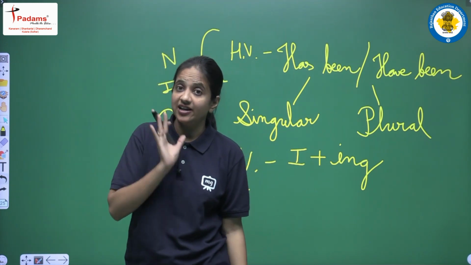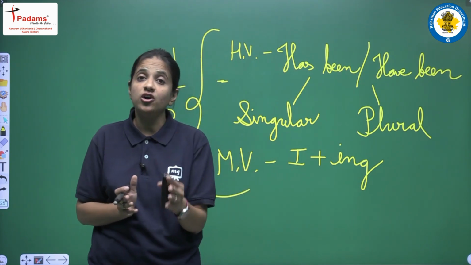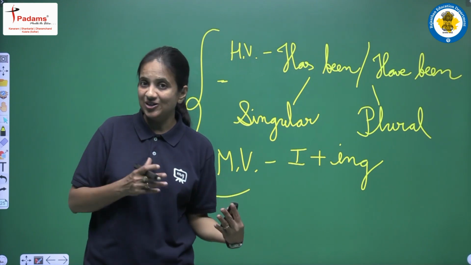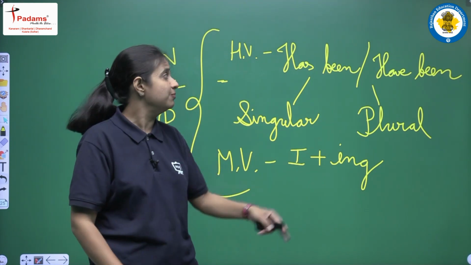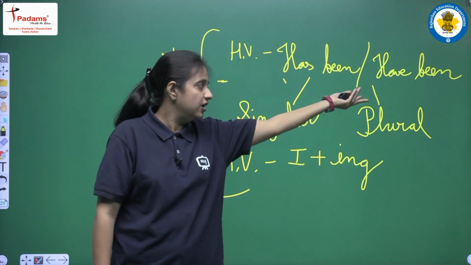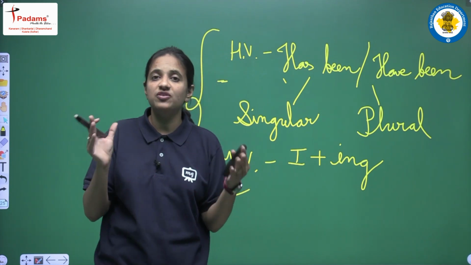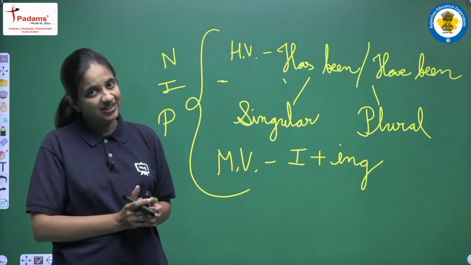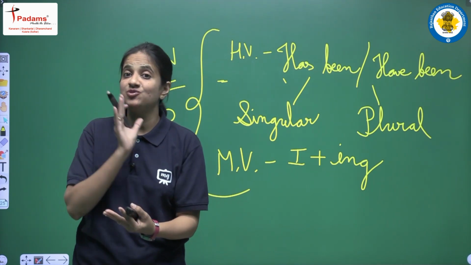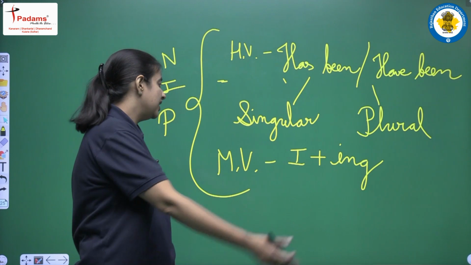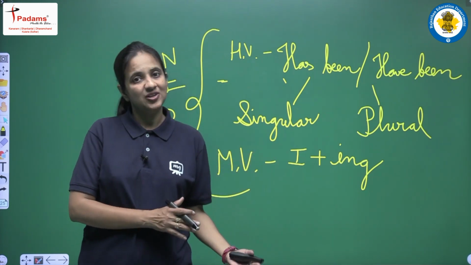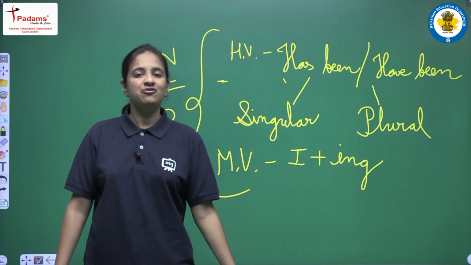If we are having a negative sentence, so just remember that not will come between has and been. Okay, and if we are having the interrogative sentence, then the subject will come between has and been. Okay, so in such conditions, has been and have been, whichever we are using, both words will not come together. If a negative sentence, not will be there in between. If it's an interrogative sentence, subject will be there in between. Okay, and main verb it will be always first form plus ing.